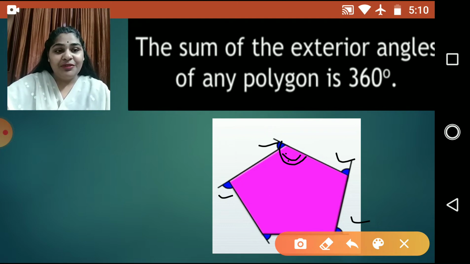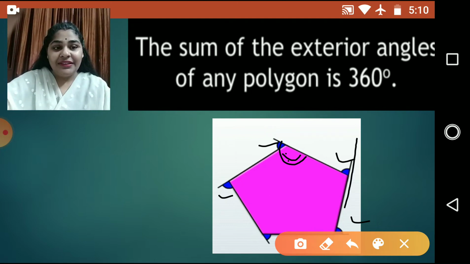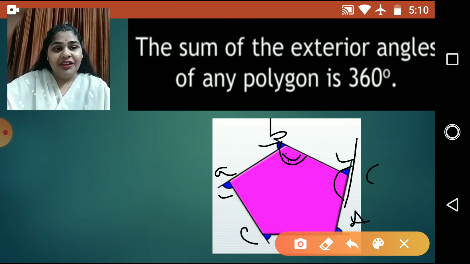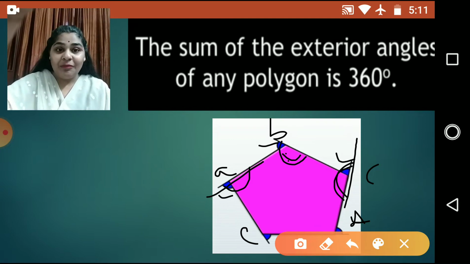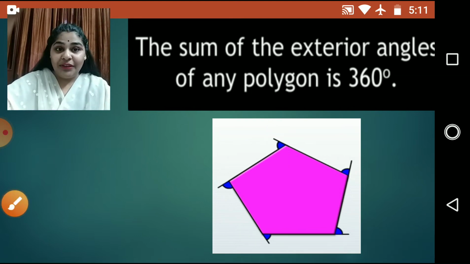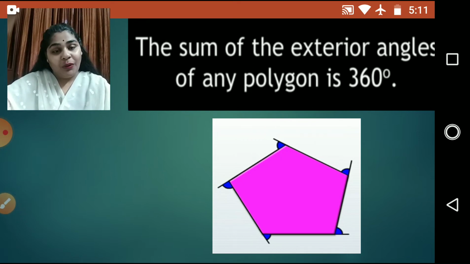Alright, so wherever you see, it is a straight line. Can you see here? Suppose I name these as A, B, C, D and E. Here at point C, you can see the exterior angle and the interior angle form a linear pair. Similarly, at A also, the exterior angle and interior angle form a linear pair. That is, the sum will be equal to 180 degrees. Coming to the next, this is very important to remember: the sum of all the exterior angles of any polygon is 360 degrees.